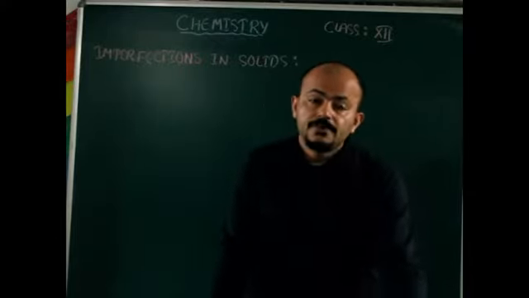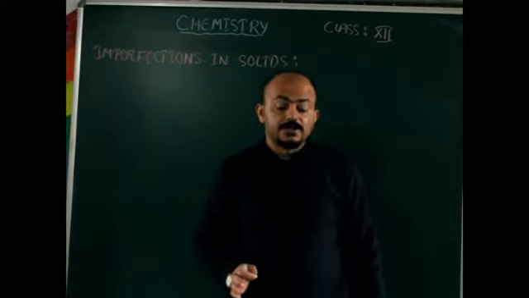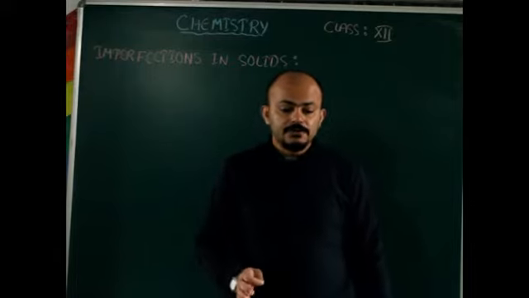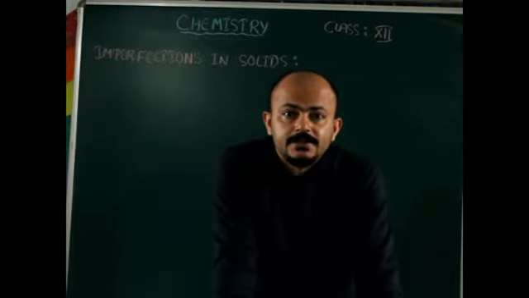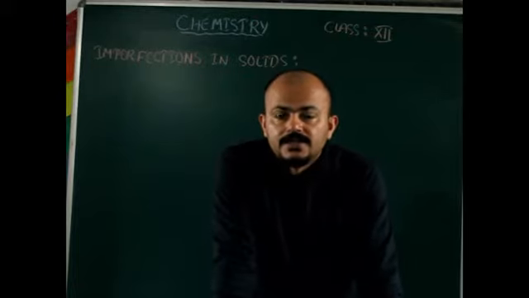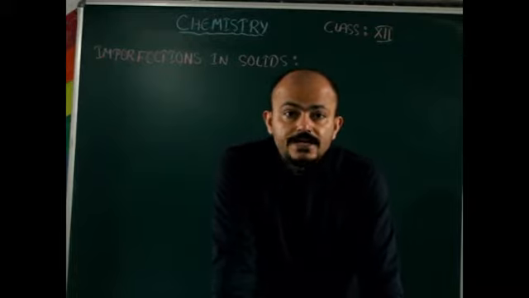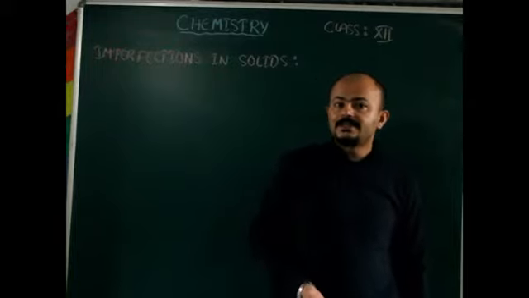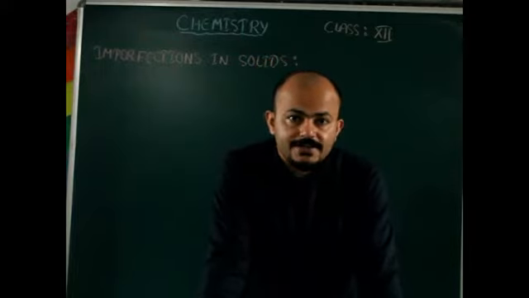As I told you, imperfections or defects in a crystal are a departure of the constituent particles of the crystal from their regular position in the lattice. That means, in simple language, the constituent particles deviate from their regular pattern. Okay? So there are two types of defects, the point defects and the line defects. And in our syllabus, we are going to discuss point defects.